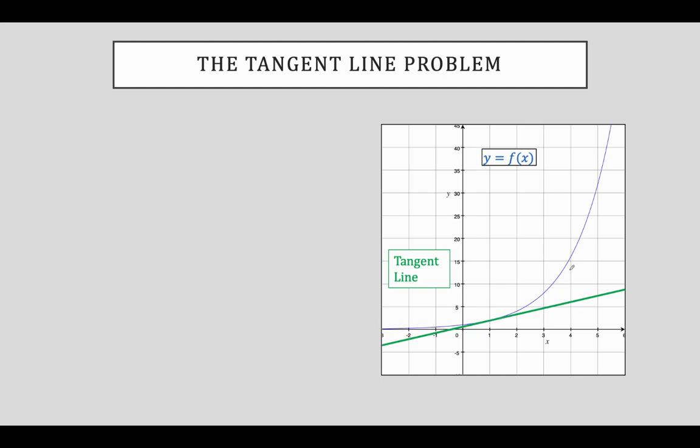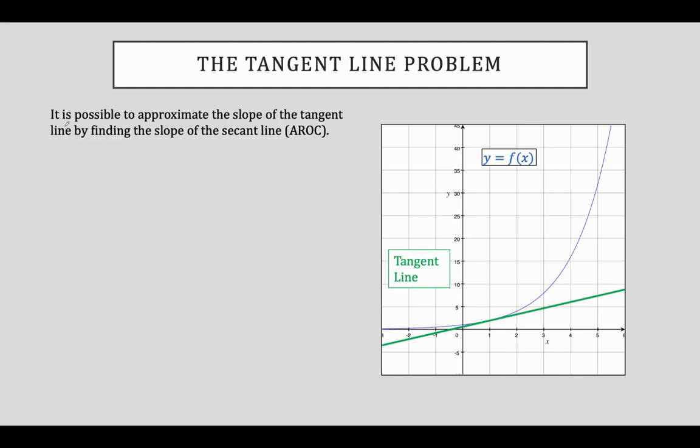Here I have some function f of x, and in green I have a tangent line. You might recall from your geometry days that tangent lines skim right along the edge of the curve, and they intersect at one point. Notice that the slope of this tangent line would actually be the slope of the graph of our function f of x at the point where they intersect. So that's what we're trying to find. We're trying to come up with a function that gives us the slope of this tangent line.